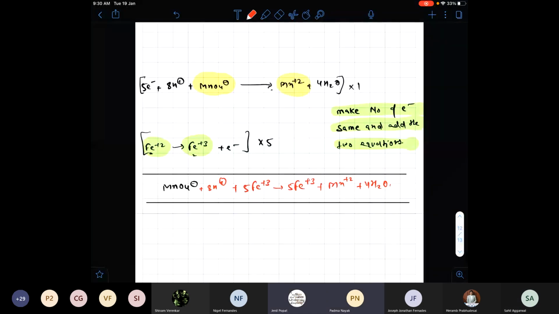Excuse me, sir. Sir, it should be 5Fe2 plus, right? Sir, in the reactant side. Yes, yes, yes. Very good. Understood?